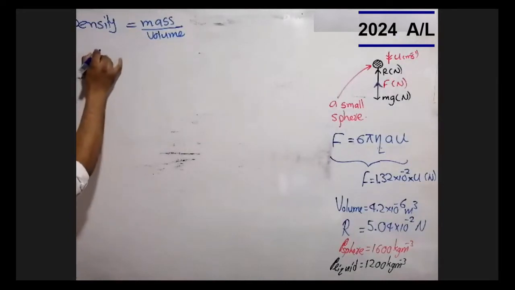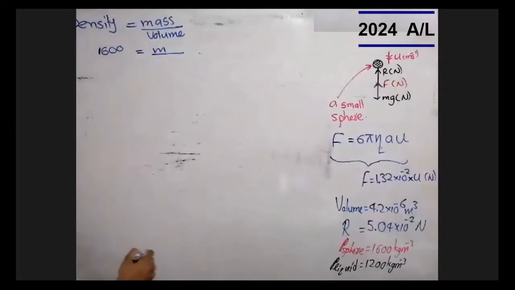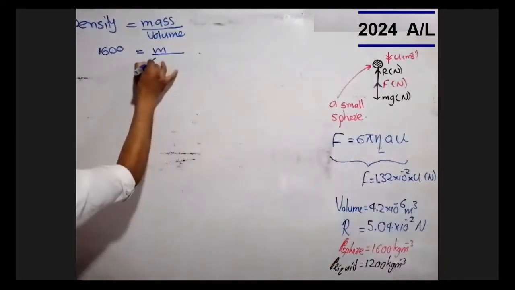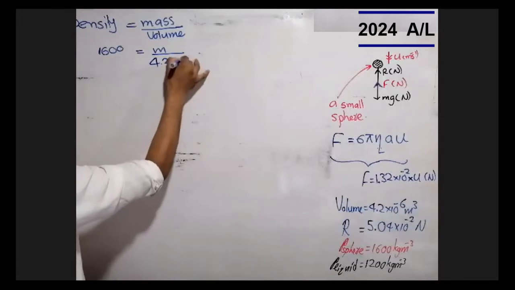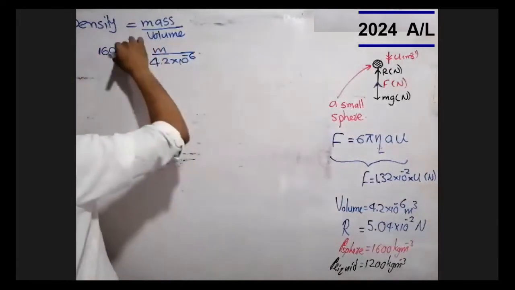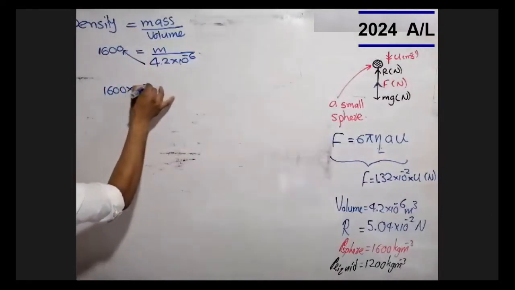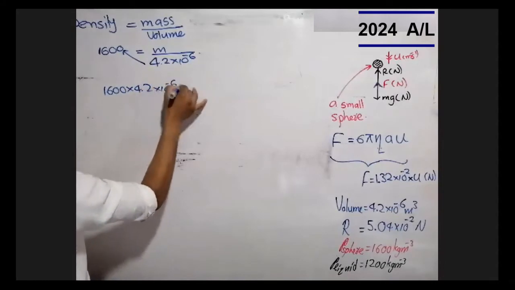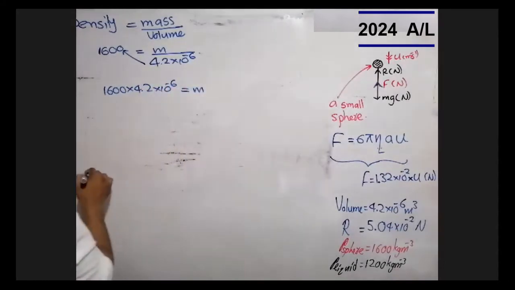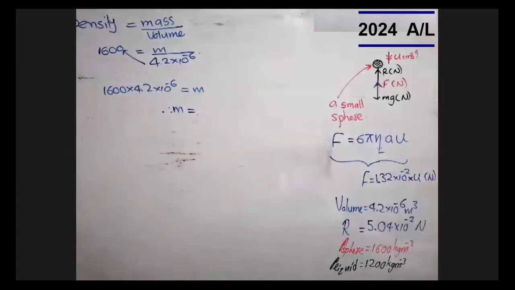The density of the material of the sphere is given as 1600. So the mass of the sphere is simply M. The volume of the sphere we have found. What is it? 4.2 times 10 to the power minus 6 cubic meter. So let me take it to this side. 1600 times 4.2 times 10 to the power minus 6 equals M. So then M equals, we have to multiply this.